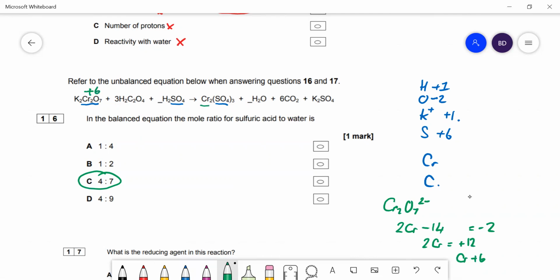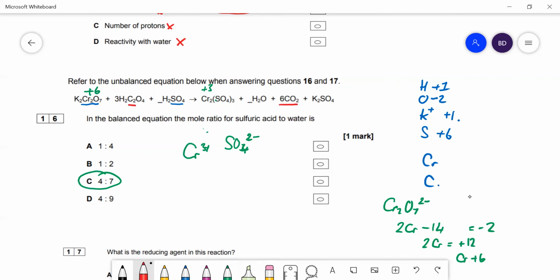Now let's see what's happened to the chromium over here. Because you've got 3 sulfate ions, and they have a charge of -2, and you've got 2 chromium ions, the chromium must be +3. So the chromium on that side of the equation has got an oxidation number of +3. So the chromium has become reduced. That means that it's not the reducing agent, it's the oxidizing agent. So the only other element there that we haven't accounted for so far is carbon. So let's see what happens to the carbon.